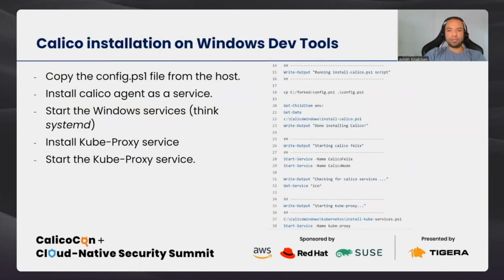The provisioning part runs a PowerShell script in the end of the box setup. It copies the config ps1 file from the host. You can change the config ps1 from the forked directory to adapt for your own configurations. The next step is install Calico PowerShell, and this will bring all the requirements and components of Calico in your Windows node. We start the services Calico Felix and Calico Node as Windows services. We check if they are running. In the end, we install kube-proxy as a service as well with the install kube services script. The automation here is made by this PowerShell script that goes through all these steps to install Calico as a service on your Windows.